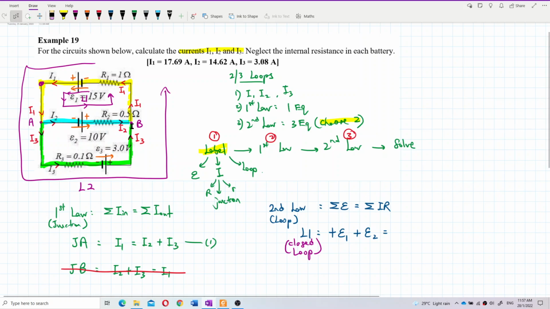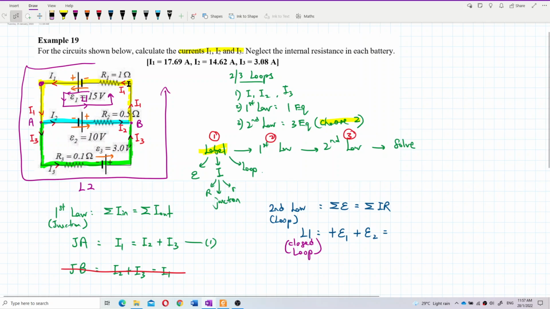I2 is at the blue circuit here. I3 is at the green circuit here. So I3 is not in the other yellow or blue circuit, same as I1, which is not at the blue or green circuit. So you must know what current passes through R1. Is it I1 passing through R1? It's not I2 or I3. It's only I1. Okay? Don't get it wrong. So the current passing through R1 is I1.